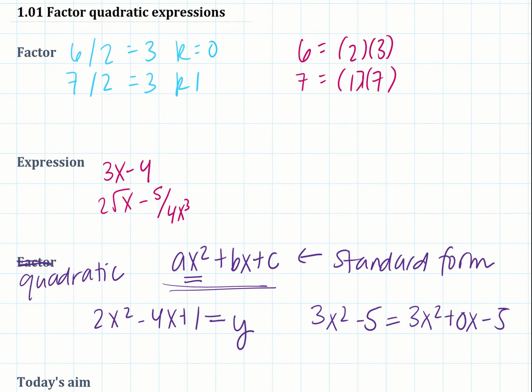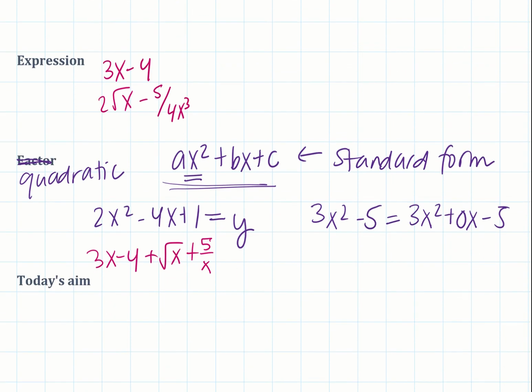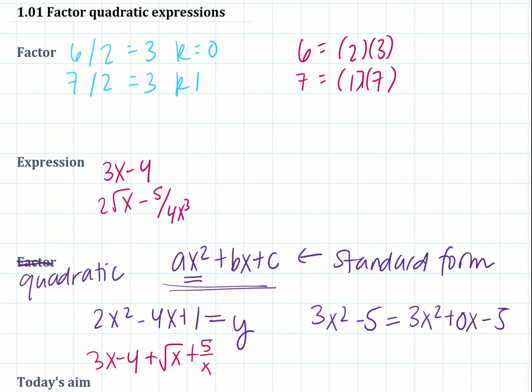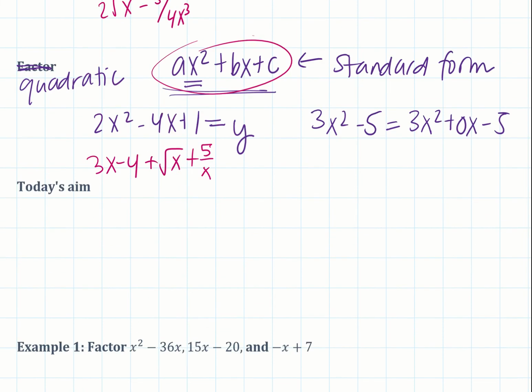Things that are not quadratic, a couple examples would be like 3x minus 4. There's no x squared term, so this is just a linear expression. If we add in things like square roots or we put x's in the denominator of a fraction, these are no longer quadratic. Okay, so what does today's aim mean? We're factoring quadratic expressions. That means we're dividing mathematical objects that take this form, ax squared plus bx plus c. Okay, let's get to it.